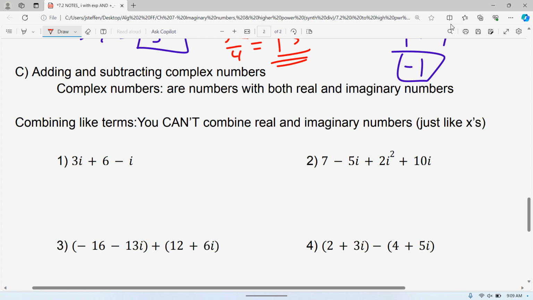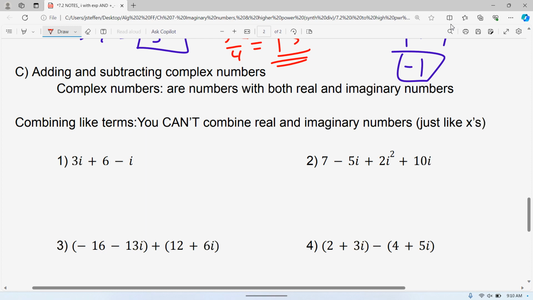So complex numbers. Just FYI, complex numbers are numbers that have both a real number and an imaginary number with it. I think they also use the term complex numbers when it's a number that has a normal number, a real number, and an irrational number like square root of 3, but I have to look into it. But for our purposes, complex numbers always have a real number and an imaginary number.